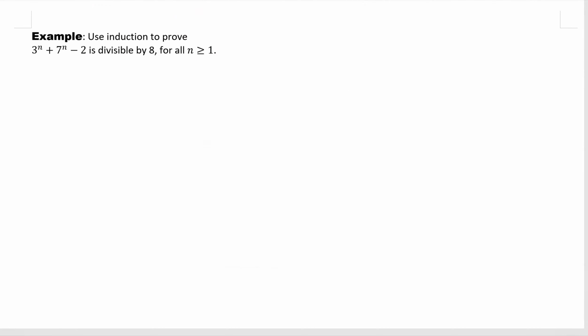All right, let's continue. We want to use induction to prove that 3 to the n plus 7 to the n minus 2 is divisible by 8 for all n greater than or equal to 1. You see this statement is just a statement involving n. It's not an equation, it's not an inequality. It's just a statement in general. So the base case: we start with n equals 1, so we plug in 1. We have 3 plus 7 minus 2, that's 8. Of course, 8 is divisible by 8.